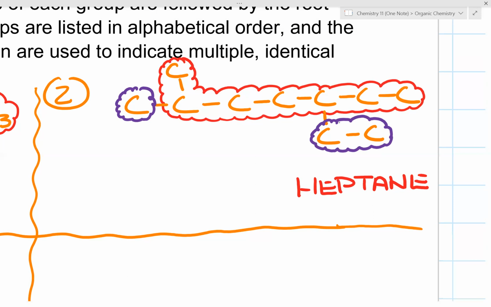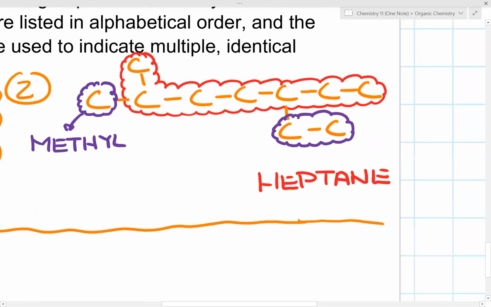What's the single carbon again? So this one would be methyl. Two carbons. What's the 2 carbon called? Attached. It would be ethyl, right? So this will be ethyl.